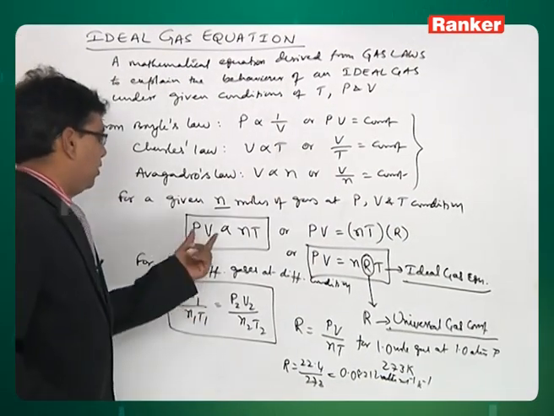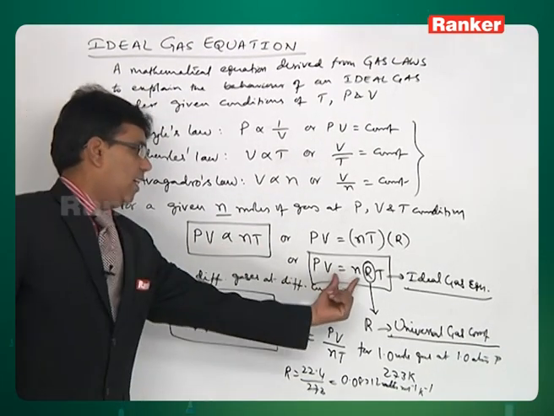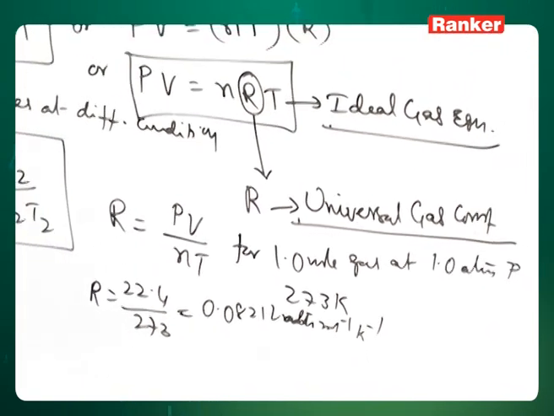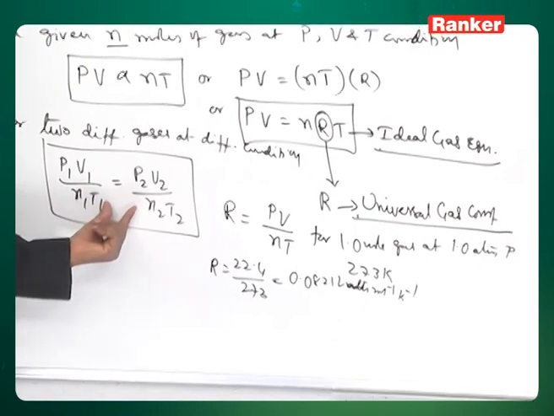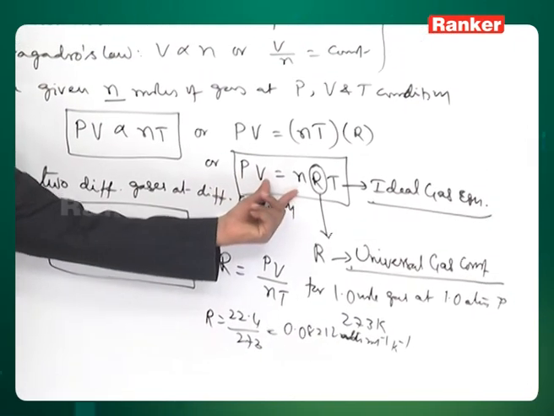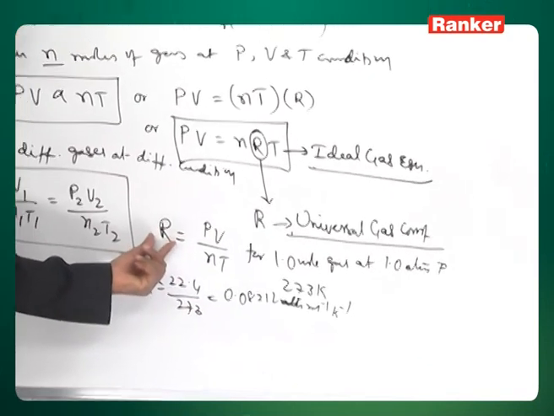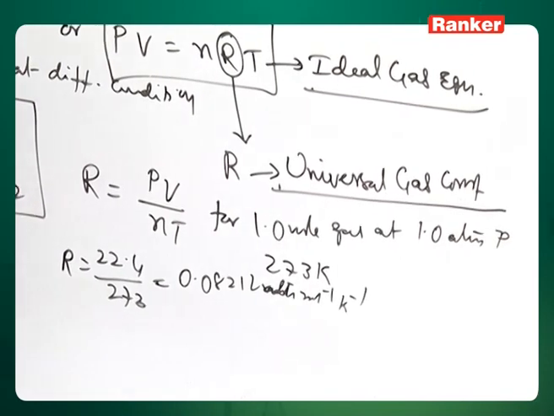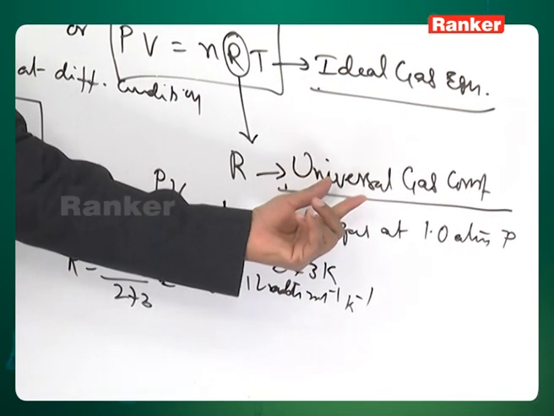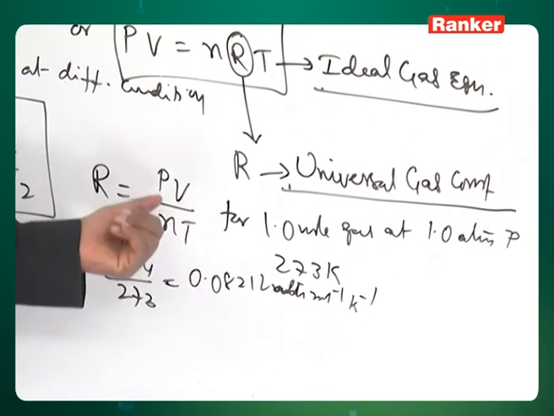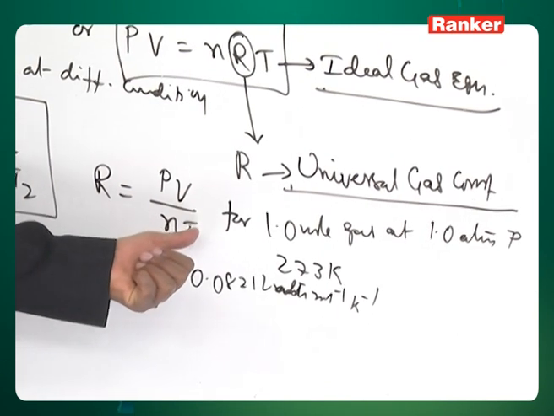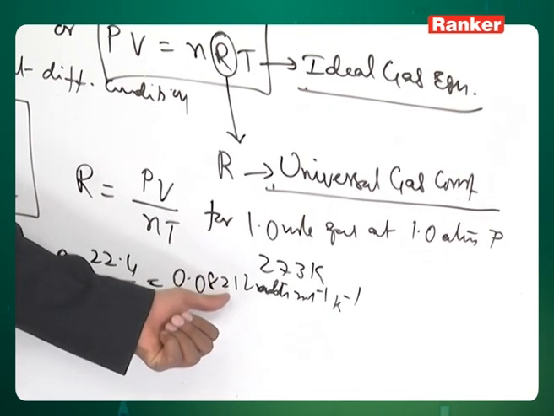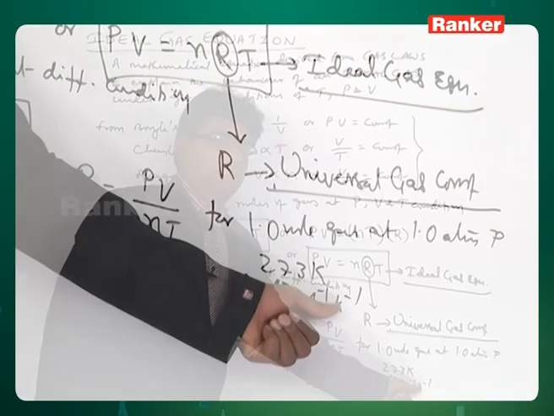So, this is the actual gas equation, PV equal to nRT. This is the ideal gas equation. The other way of writing it is P1 V1 by n1 T1 is equal to P2 V2 by n2 T2. This is without the gas constant R, and this is with gas constant R. Now, how do we define gas constant R? Gas constant R is universally applicable to all the gases, so it is called universal gas constant. R is equal to PV by nT. For 1 mole of gas at STP, this R is nothing but 22.4 by 273, which is equal to 0.0821 liter atmosphere per mole per Kelvin, right.